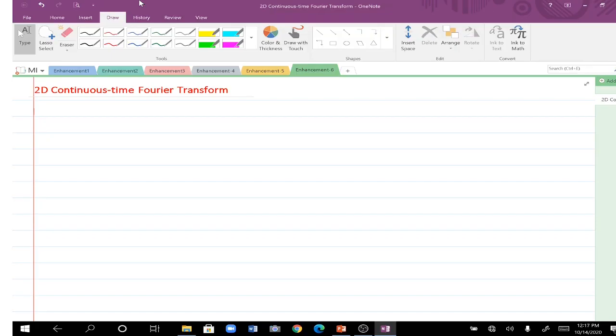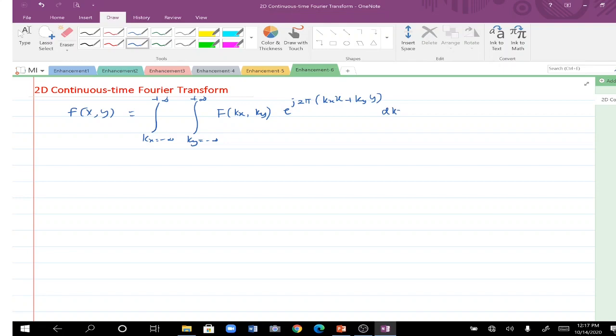Let us start our discussion by rewriting the two-dimensional Fourier transform expressions. f of x,y, the two-dimensional function, has been expressed with kx varying from minus infinity to plus infinity, ky varying from minus infinity to plus infinity, of the two-dimensional Fourier transform F of kx comma ky multiplied with the complex exponential e power j times 2 pi times (kx times x plus ky times y), integration with respect to dkx and dky. So this is the two-dimensional Fourier transform of the given function.